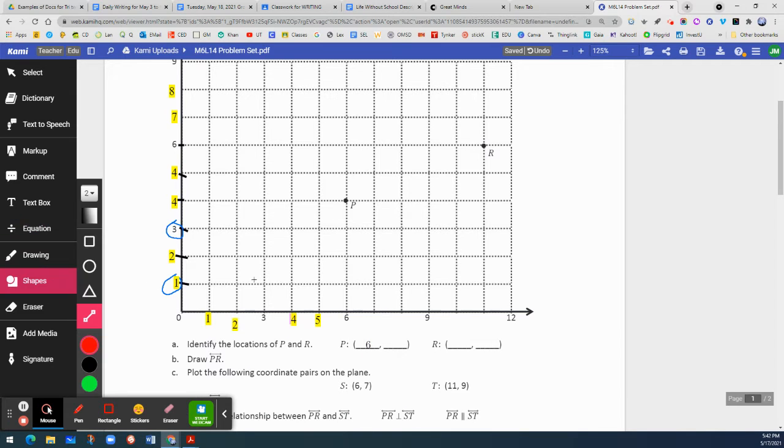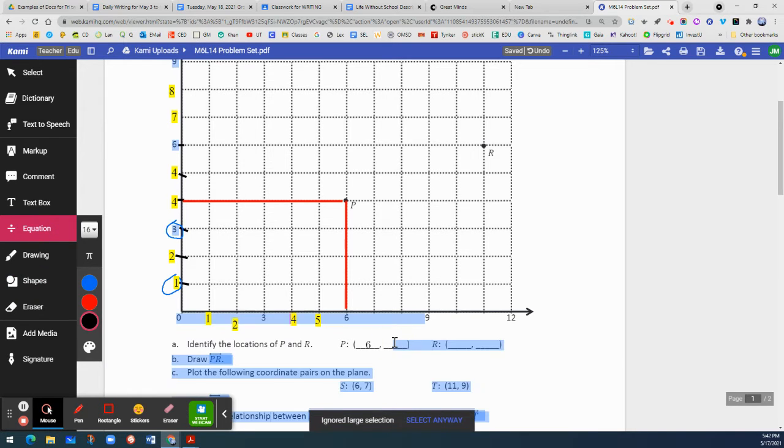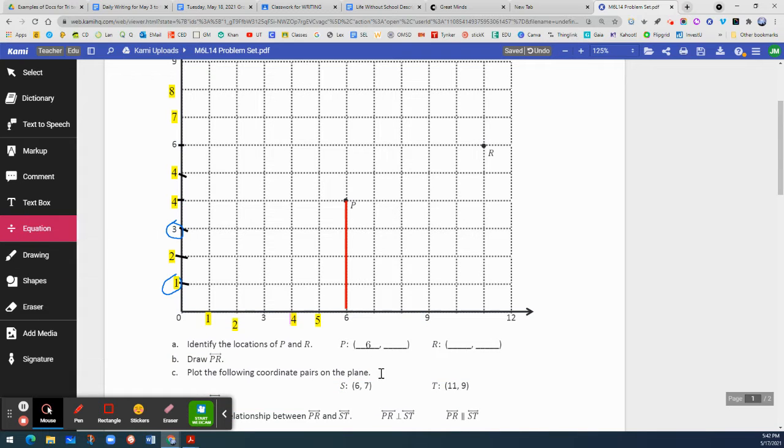Now let me rewrite the line. So this will be x, and y will be 4. So you can see that will be y. This will be 4. All right, so we're going to write 4 there, and that will be y.